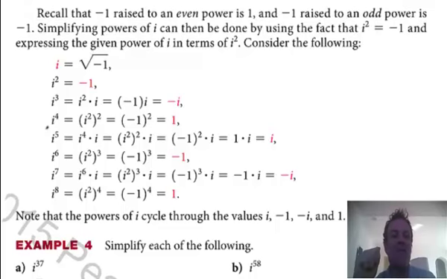Okay, so recall, negative 1 raised to an even power is positive 1. Negative 1 squared is positive 1. Negative 1 raised to an odd power is negative 1. Negative 1 cubed is negative 1. Now we can do this with powers of i.